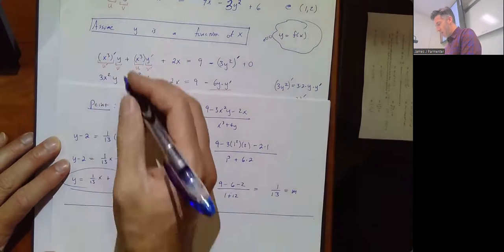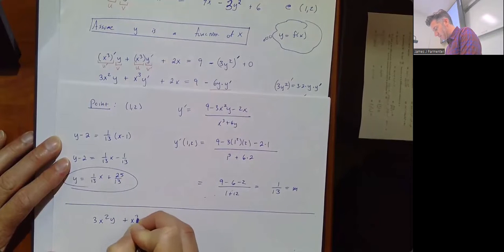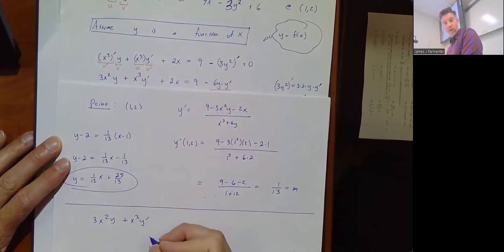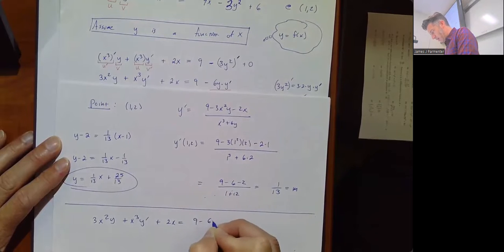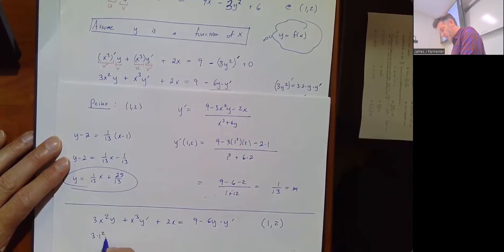If I have that my equation after I differentiate both sides is this, 3x squared y plus x cubed y prime plus 2x equal to 9 minus 6y times y prime, and I'm looking at the point (1, 2), I'm going to plug in 1 for x and 2 for y. So I'm going to get 3 times 1 squared times 2 plus 1 cubed times y prime plus 2 times 1 equal to 9 minus 6 times 2 times y prime.